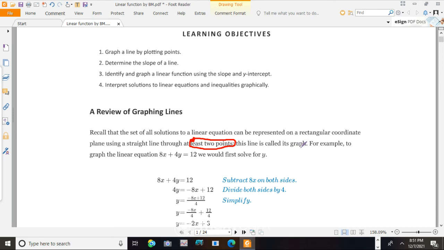For example, to graph a line, the equation 8x plus 4y is equal to 12, we would first solve for y. So 4y is equal to minus 8x plus 12. Then divide both sides by 4: y is equal to minus 8x over 4 plus 12 over 4. Then y is equal to minus 2x plus 3, which is a linear function.